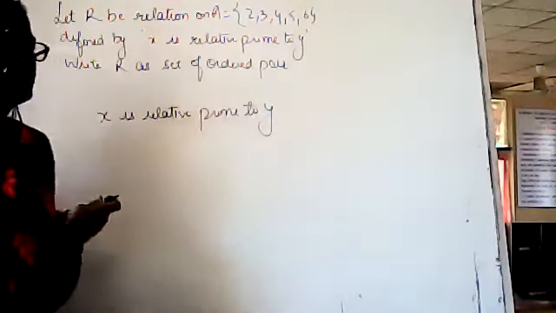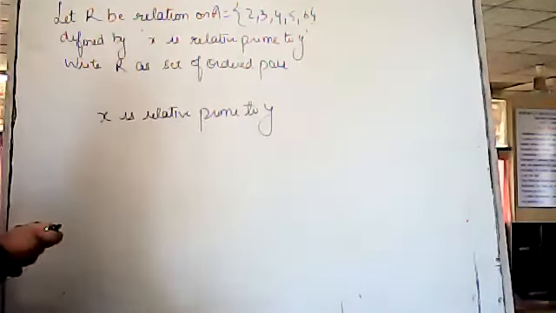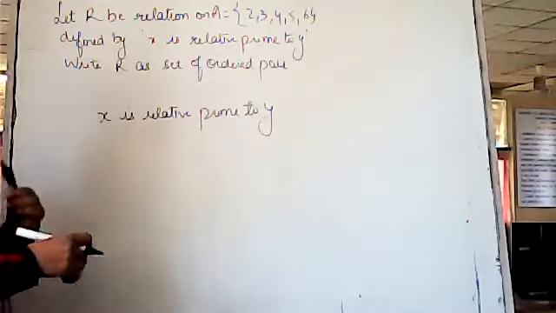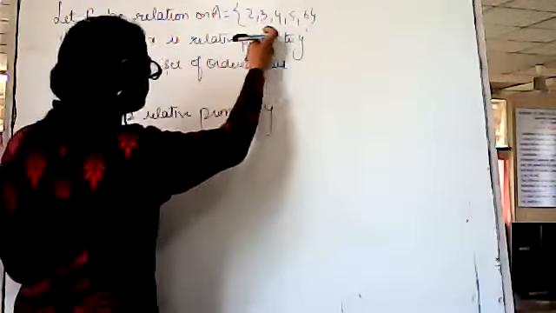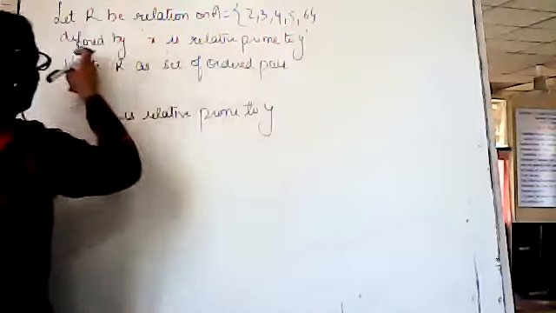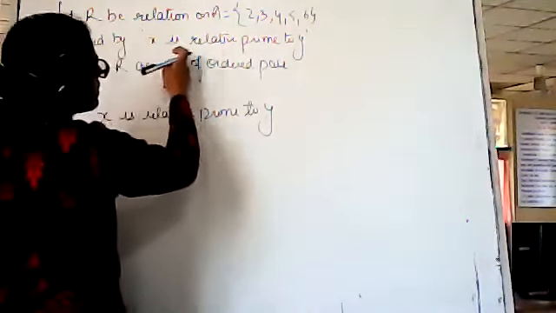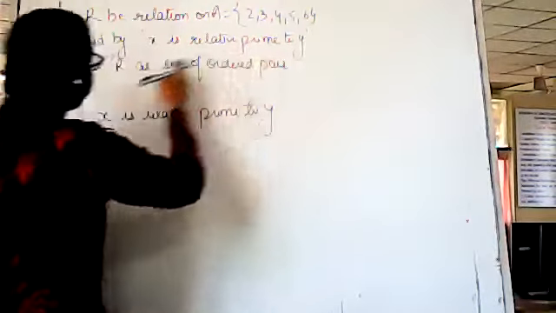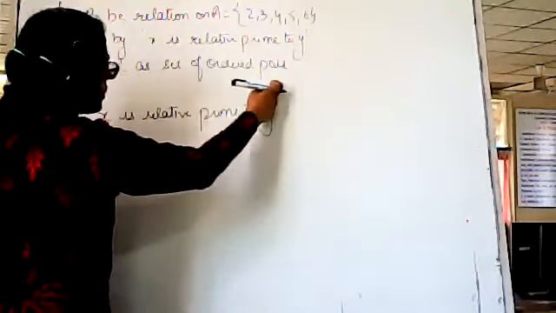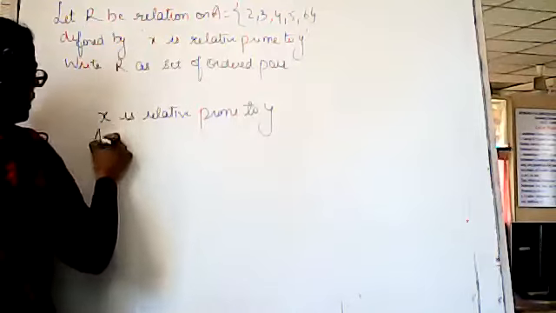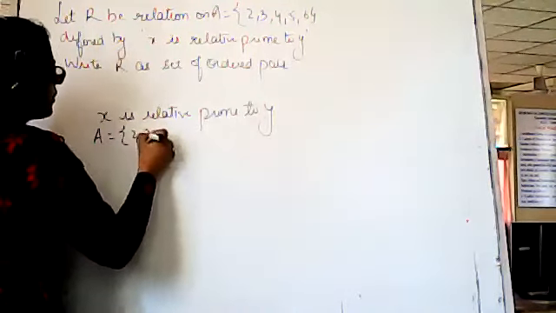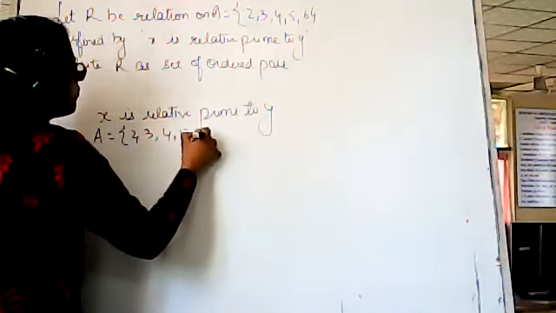First of all, the question is, let R be the relation on A, where A is defined by 2, 3, 4, 5, 6. And we are to define a relation R where the condition is X is relatively prime to Y. Write R as a set of ordered pairs. First of all, A is 2, 3, 4, 5, and 6.